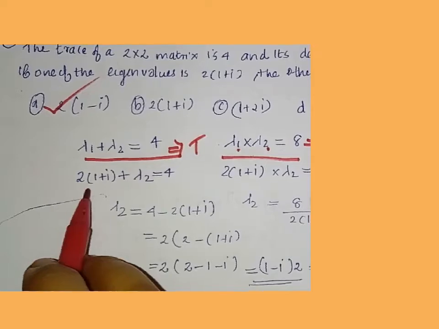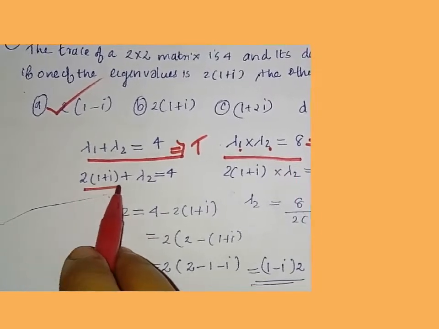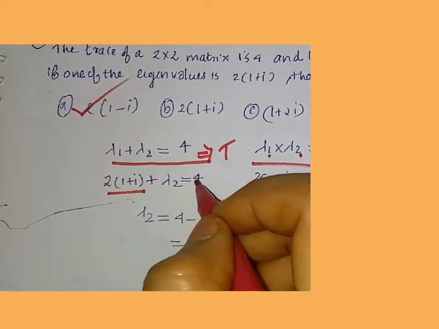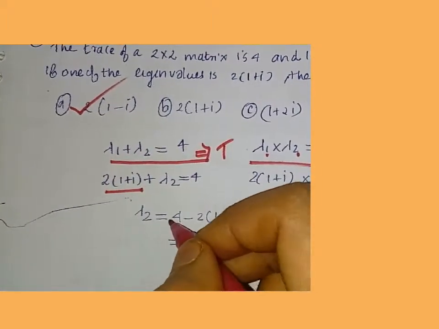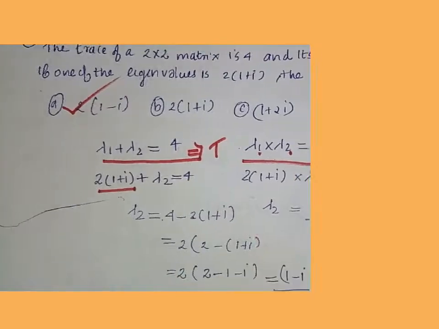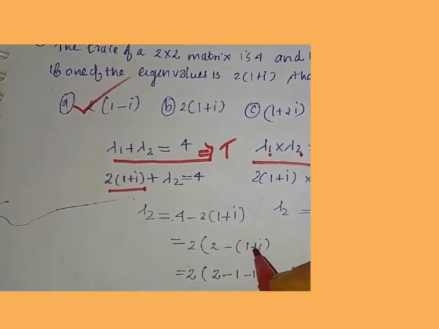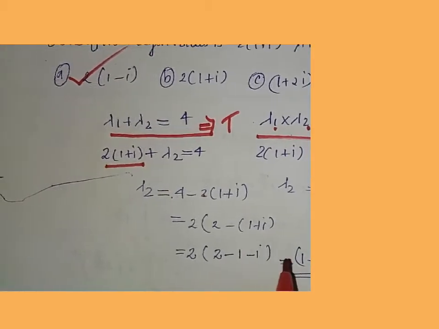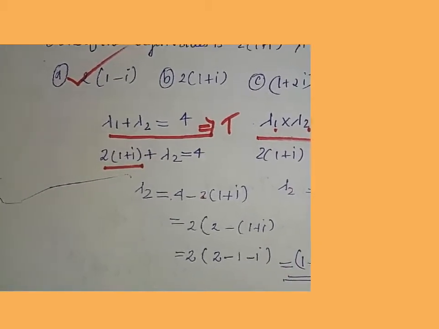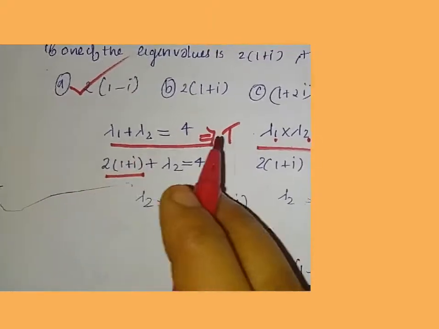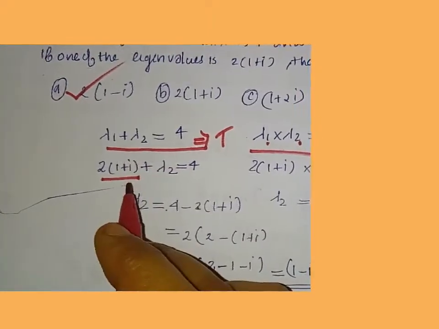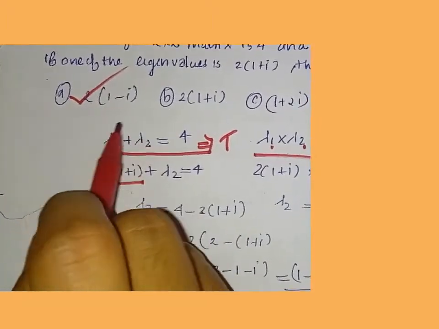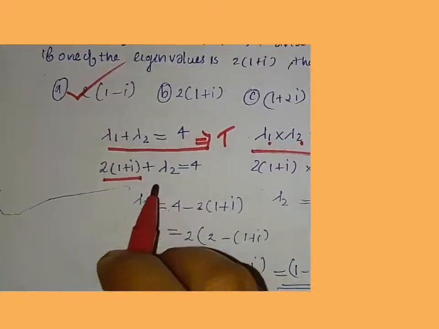So we know one eigenvalue, 2 into (1 plus i), plus lambda 2 is equal to 4. So lambda 2 is equal to 4 minus 2 into (1 plus i), that is 2 into (2 minus (1 plus i)). Just open the bracket, we get 2 into (1 minus i) as the other eigenvalue. So the answer is 2 into (1 minus i).